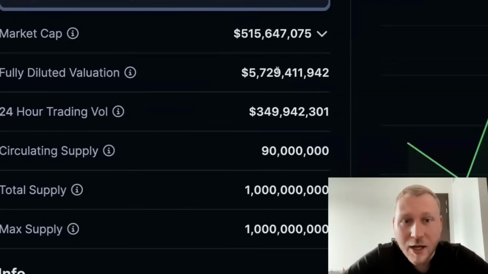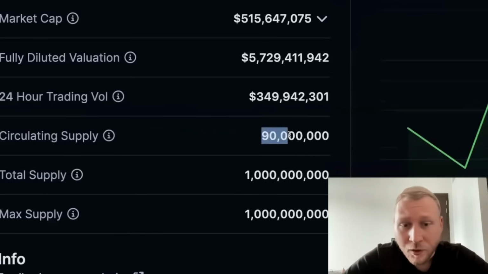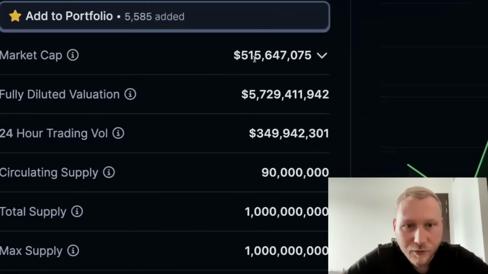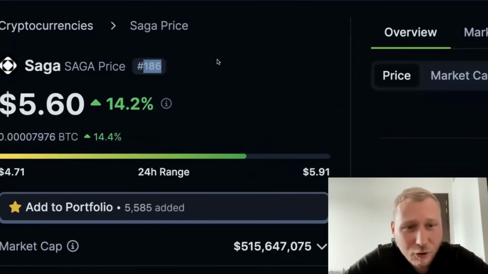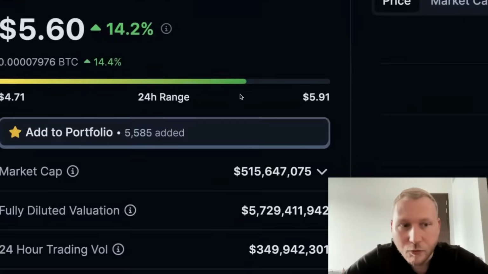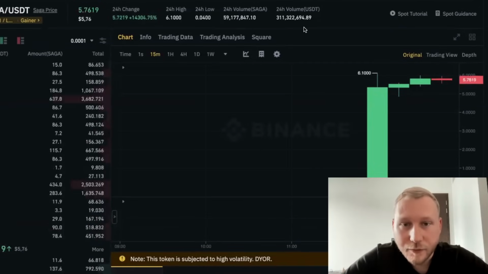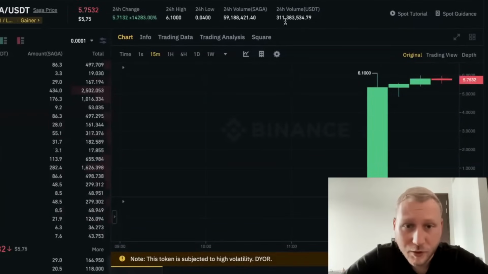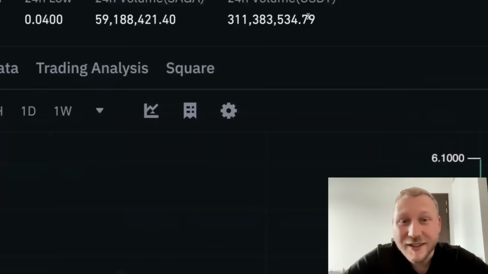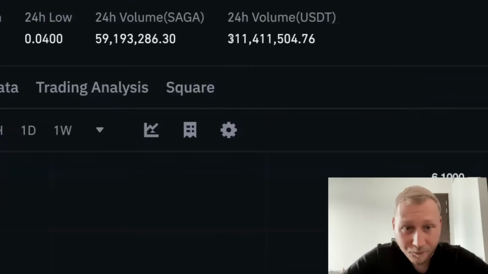$5.7 billion FDV, fully diluted valuation, 90 million tokens circulating supply initially, as we talked about in yesterday's video. And this implies a $515 million market cap based on the circulating supply, which puts it on rank 186 here on CoinGecko, right? So bottom of page 2, almost 60 million Saga in trading volume in the first hour, literally. I'm just recording this as the chain went live and the token started trading, which implies $311 million in trading volume at the beginning, right? This is crazy, crazy numbers.